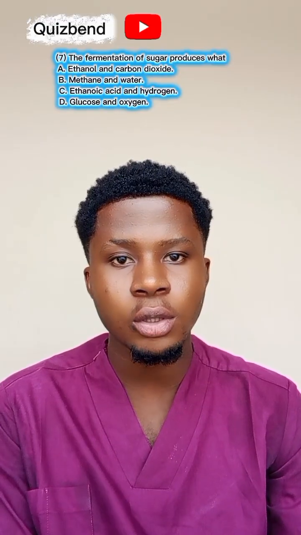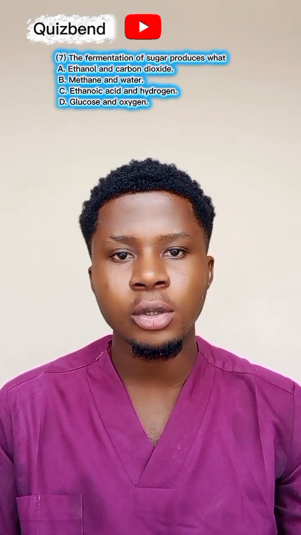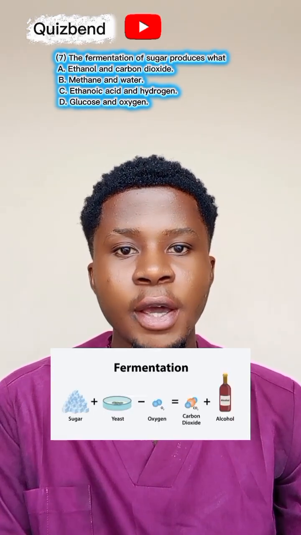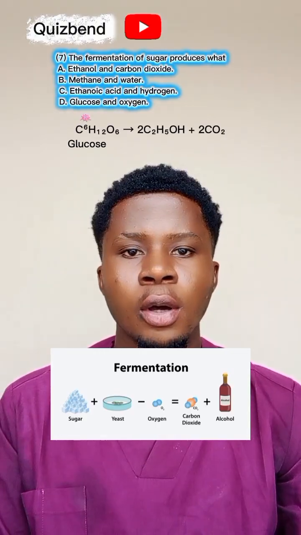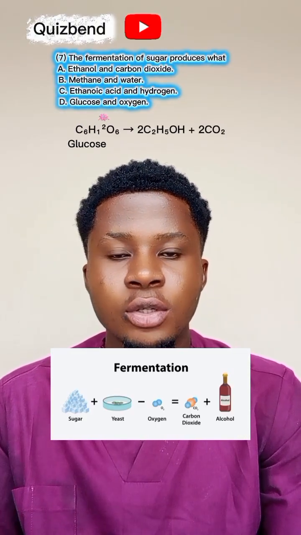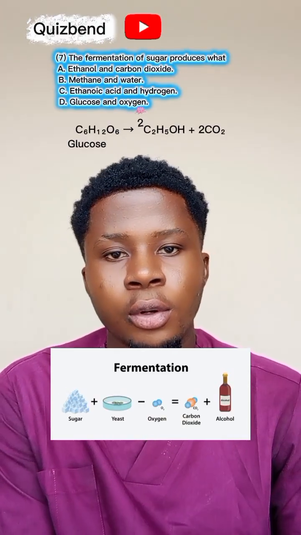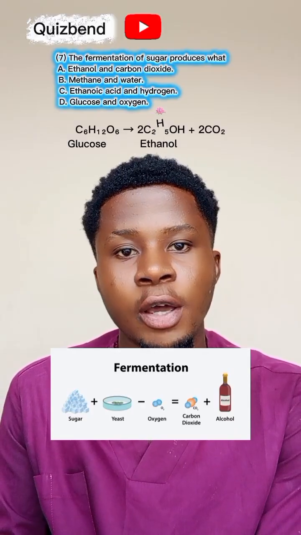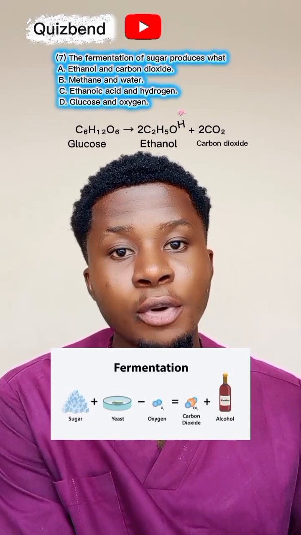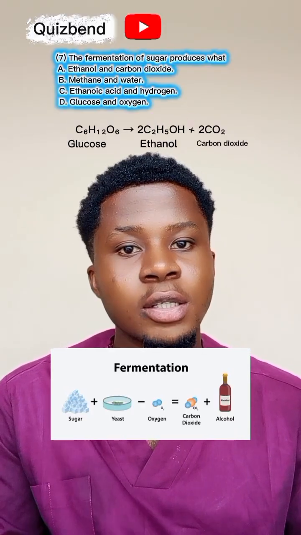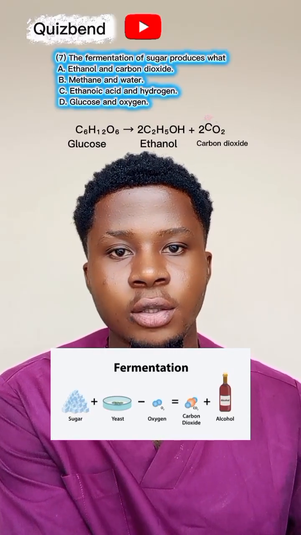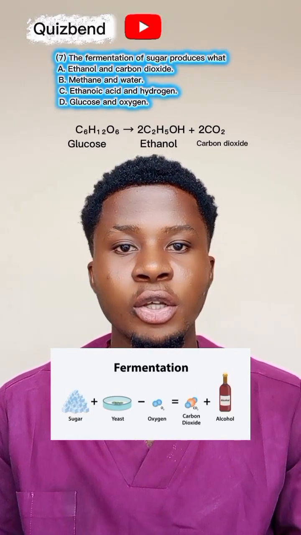Now, question 7 states, the fermentation of sugar produces what? What is the correct answer to this question? Before we continue, what is fermentation? You need to know that fermentation is a biological process whereby sugars, for example glucose, are broken down by enzymes such as yeast or bacteria to produce alcohol like ethanol, that is C2H5OH, and carbon dioxide, that is CO2. This happens in the absence of oxygen. This is what fermentation means.